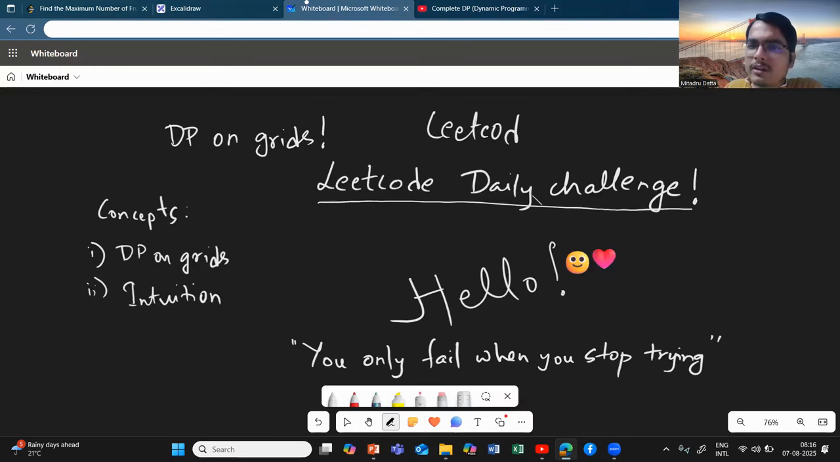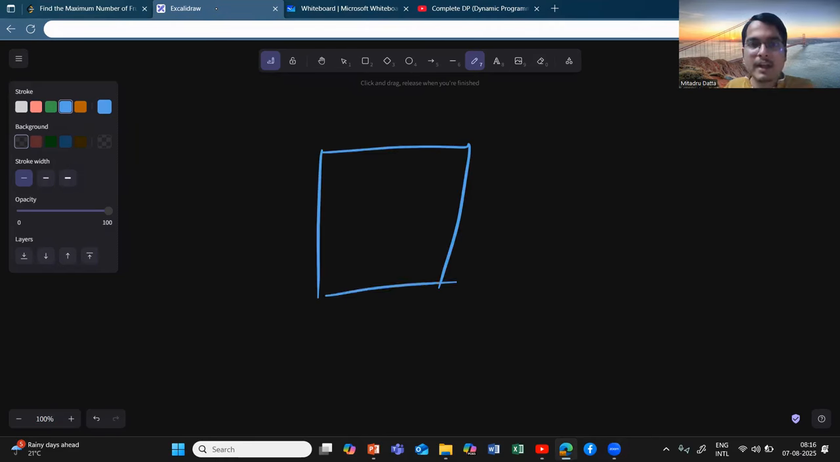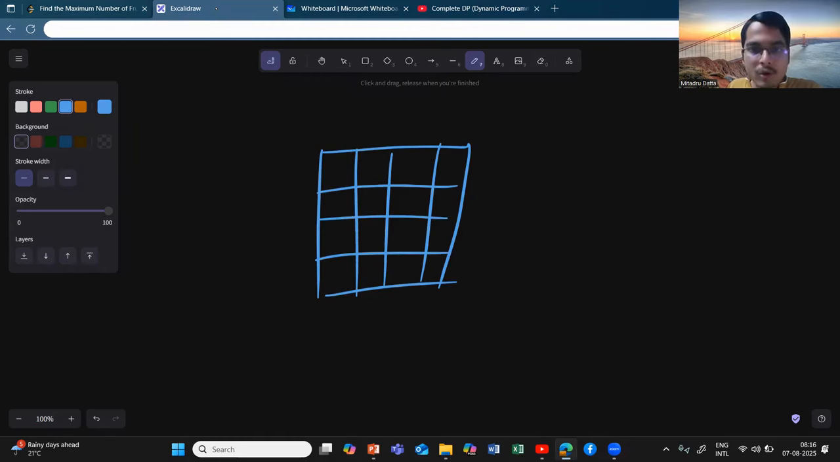Even if you have not done this problem, I will try to give you an idea of what exactly this question is, and then only I will move to the next question. So in this question you are given a grid, and every cell has some cost. Let's say this is 1, this 2, this 3, this 6, something like this. These all have some cost, and you are currently in this cell and you want to reach this cell.